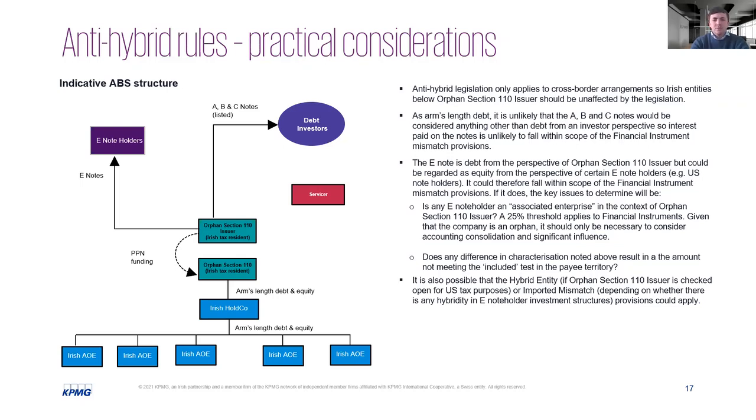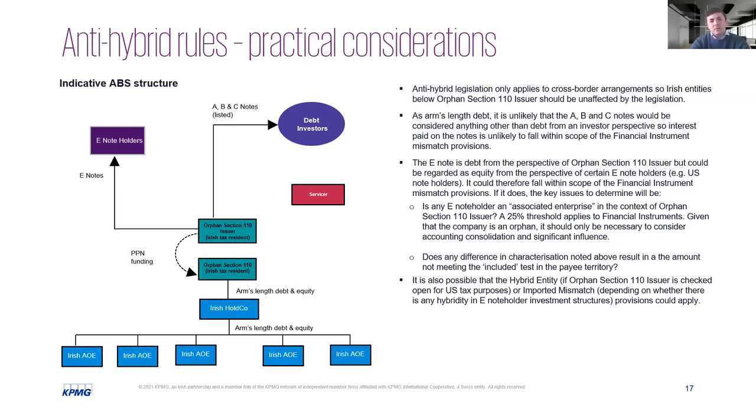I think we went through on one of the previous slides that there are different thresholds that need to be applied when you're considering the different types of mismatches. One particular mismatch that will be relevant in the context of an E-note is the financial instrument mismatch, which looks at differences in characterization of the payment that's being made. So it might be viewed as debt in one country and equity in another, and that difference in characterization means that the income isn't included there.